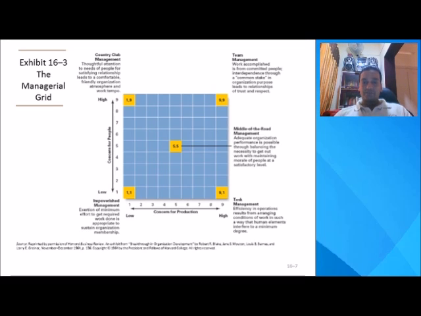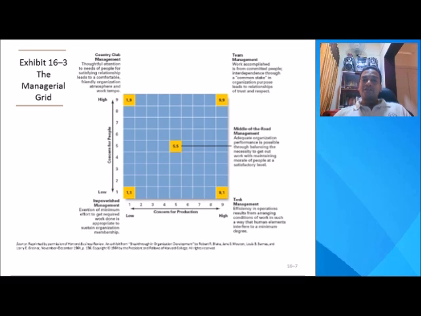Then we have task management, where the leaders exhibit high concern for production and a low concern for people. Efficiency is the key word here, the efficiency in the operations. So wherever possible, the human elements will be discarded by the leaders, and wherever possible, the leader will try to ensure that the production or the efficiency in operation is ensured. So there's a high focus on the task.